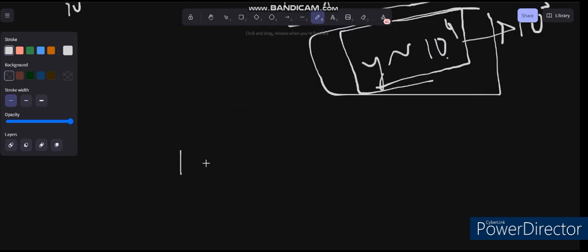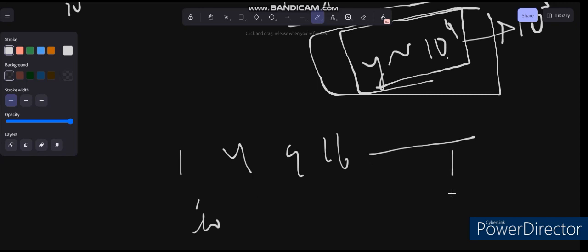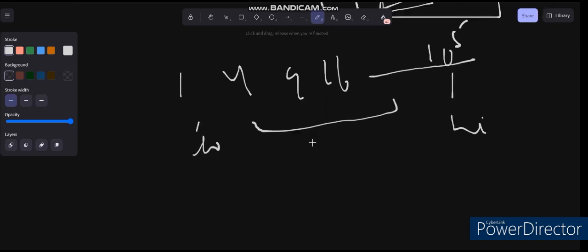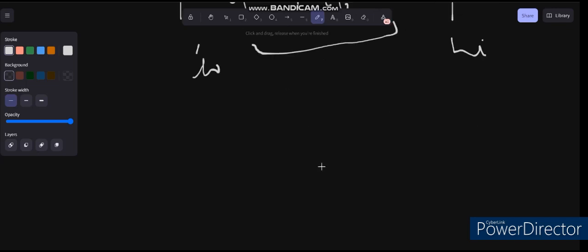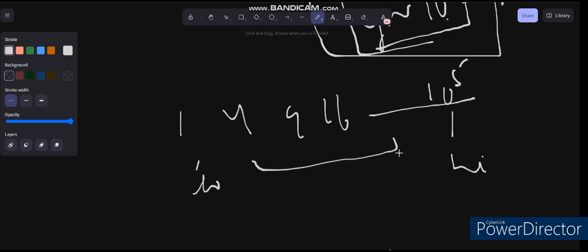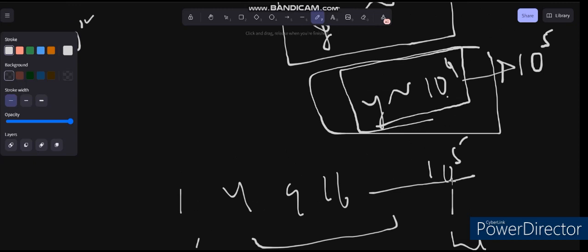So we have got 1, 4, 9, 16. We have low as 1 and high we can take as 10 to the power 5. Now we can perform binary search. How we are going to perform binary search here, we'll see. That should be pretty simple because now we have 1, 4, 9, 16. So here we have y equal to 10 to the power 5.